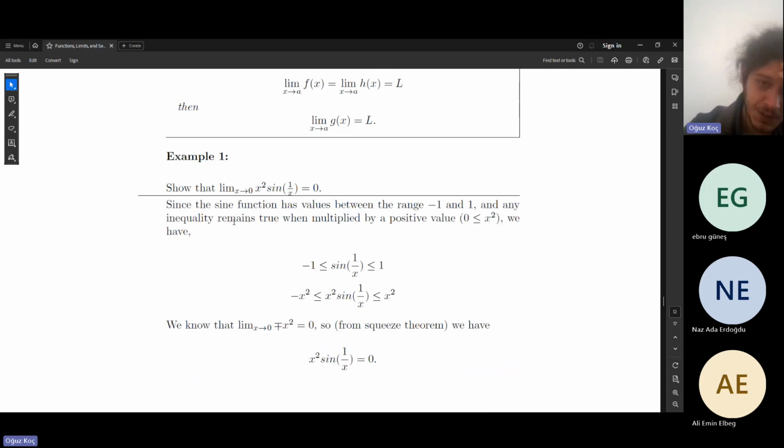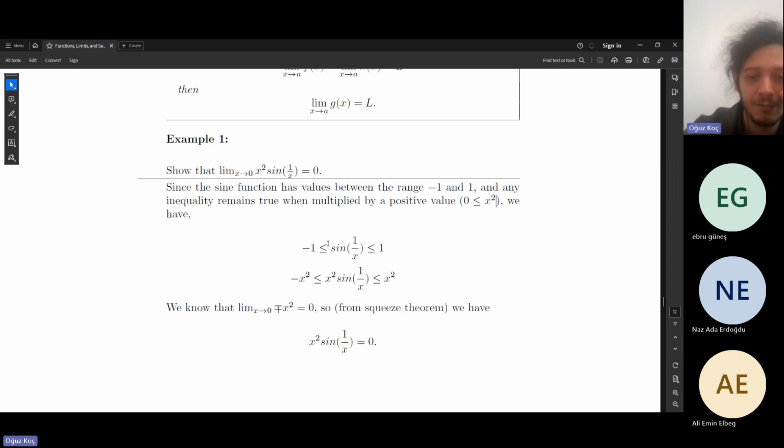In order to use it, we need to note that the sine function has values in the range -1 to 1, which can be demonstrated like this. Any inequality remains true when multiplied by a positive value, such as x squared, which is always greater than or equal to 0.